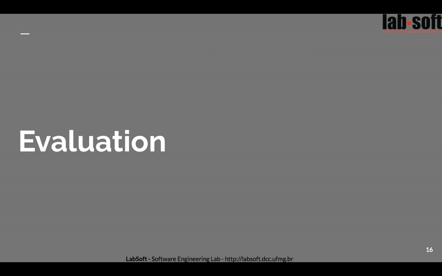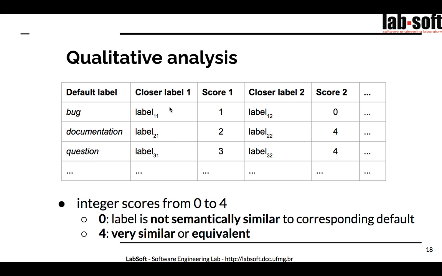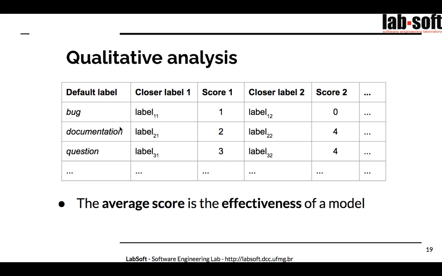In the evaluation process, we find the 10 closest labels to each one of the GitHub default labels, and then we invite 5 software engineers to perform a qualitative analysis. Each closer label is given a number from 0 to 4, where 0 indicates that the label is not semantically similar to the corresponding default one, and 4 indicates that the label is very similar or even equivalent to the default one. We consider the average score as the effectiveness of each model.